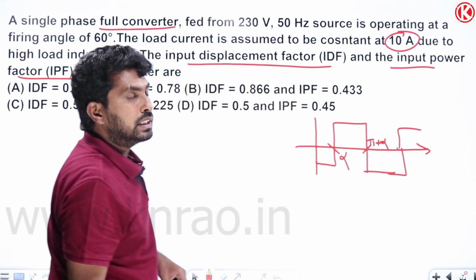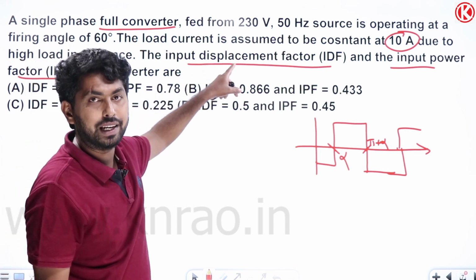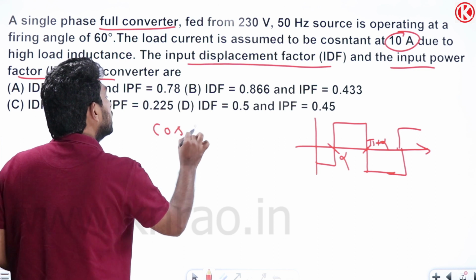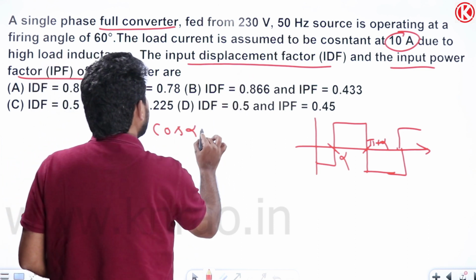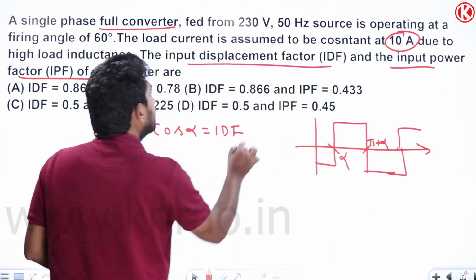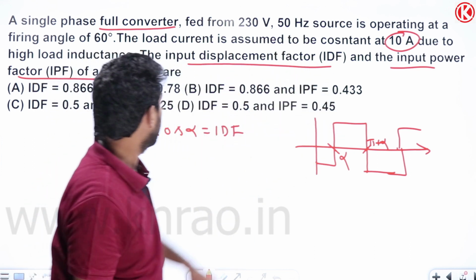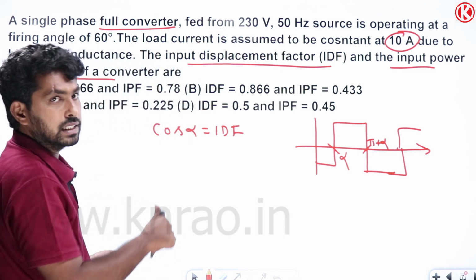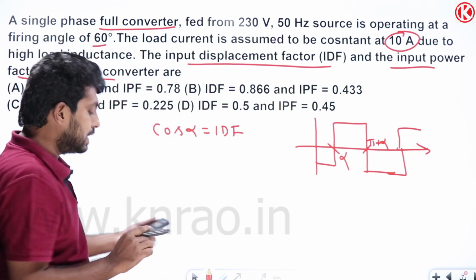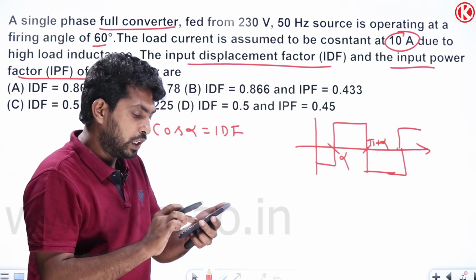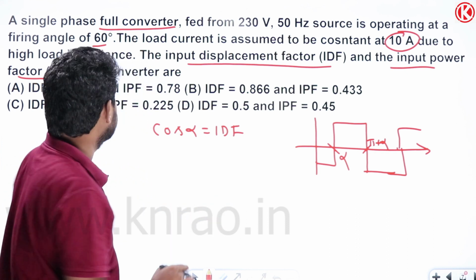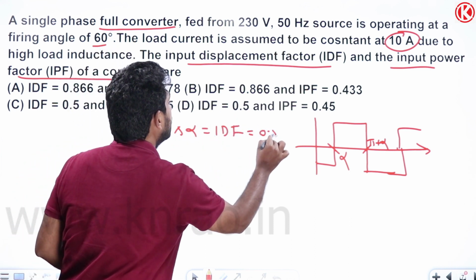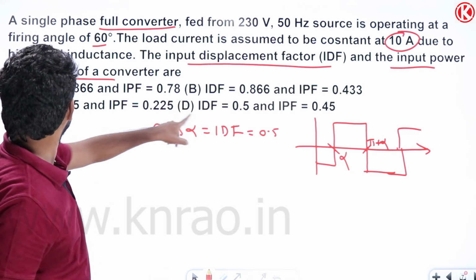Here the fundamental displacement factor in case of a fully controlled converter becomes cos alpha. That is, IDF equal to cos alpha. Let me find cos alpha. We have the alpha value as 60 degrees. Cos 60 is 0.5. So the input displacement factor equals 0.5. So it may be option C or option D.